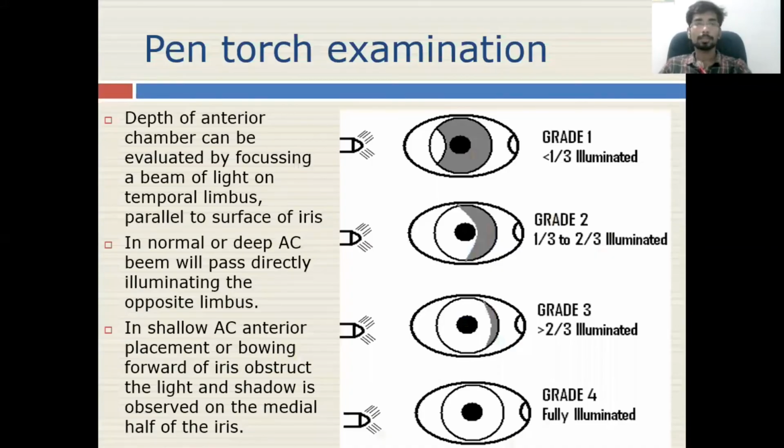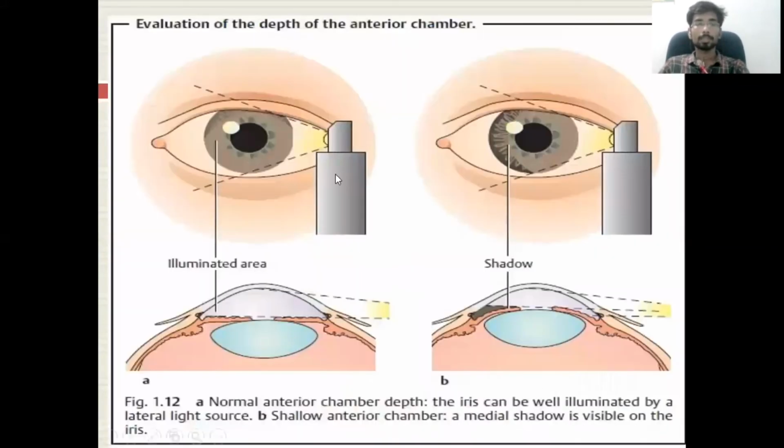Next is pen torch examination. In pen torch examination, we will throw the pen torch light on the temporal side of the cornea and we will examine whether the illumination is across the entire cornea or not. Suppose this is a normal patient. We have shone the temporal light and the entire cornea is illuminated here. So it is a normal angle and the anterior chamber is deep. If there is any bowing of the iris or the anterior chamber is shallow, when we throw the light on the temporal side, there will be a shadow on the nasal side due to the bowing of the iris. So this is a shallow anterior chamber.